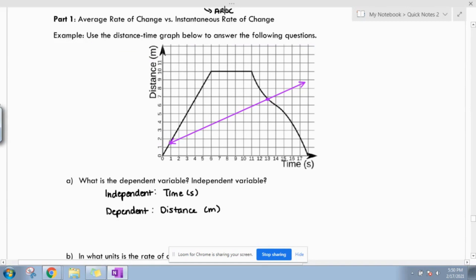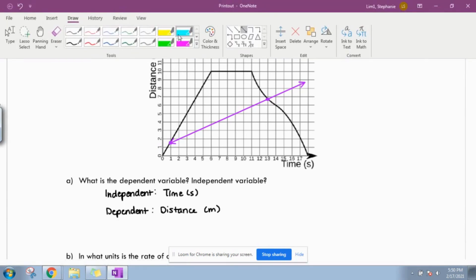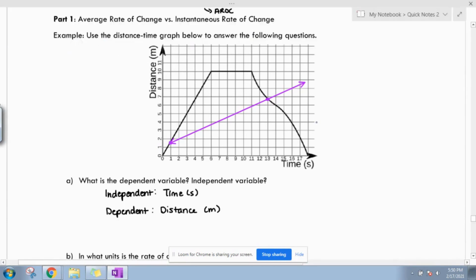And so this line here, the purple line that I've created, that's the secant line that's going to help us figure out our average rate of change. So, secant line for average rate of change. So let's go back down to the question again.